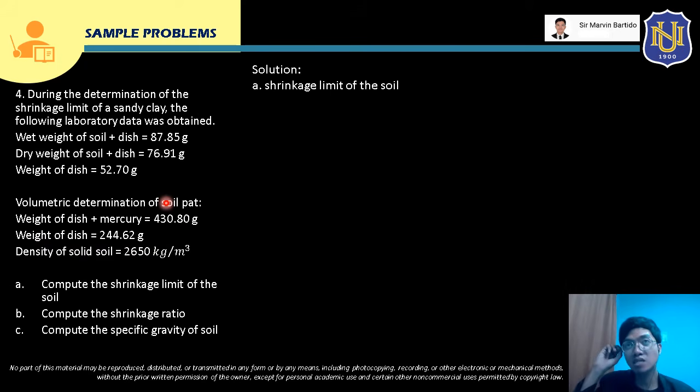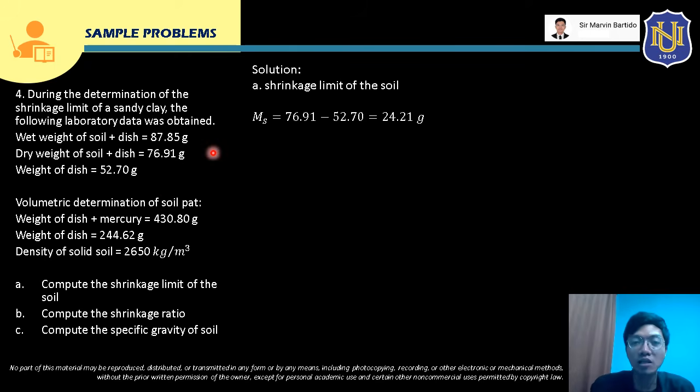So, sa madaling sabi, class, since hindi ibinigay yung initial volume, yung V sub I na kailangan natin, hindi natin pwedeng gamitin yung original formula natin na merong M sub 1, M sub 2, V sub I, tsaka V sub F. In this case, class, ang gagamitin natin is yung ibinigay ko na formula sa inyo, yung additional formula in solving for shrinkage limit.